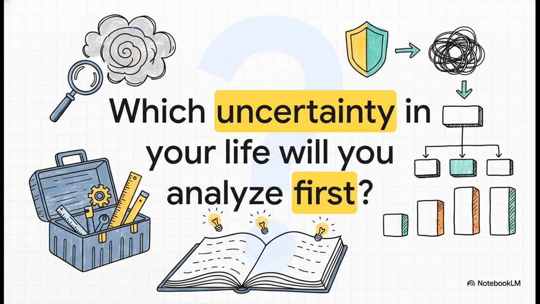Look, at the end of the day, that's what all of this is about, giving you a structured way to think about uncertainty. It helps you go from just worrying about what could go wrong to actually having a plan. It's about taking control. So now you have the toolkit. The only question left is, what's the first thing you're going to analyze?